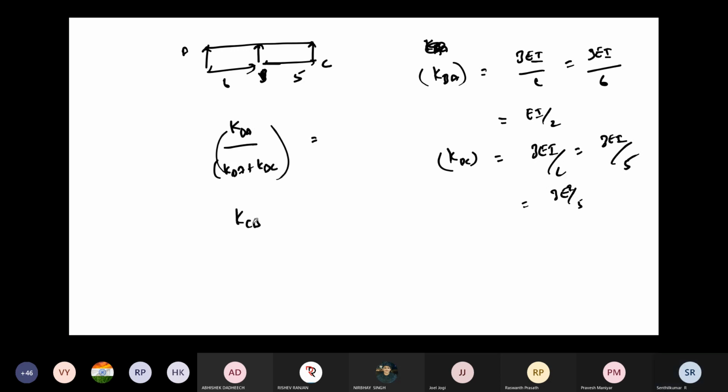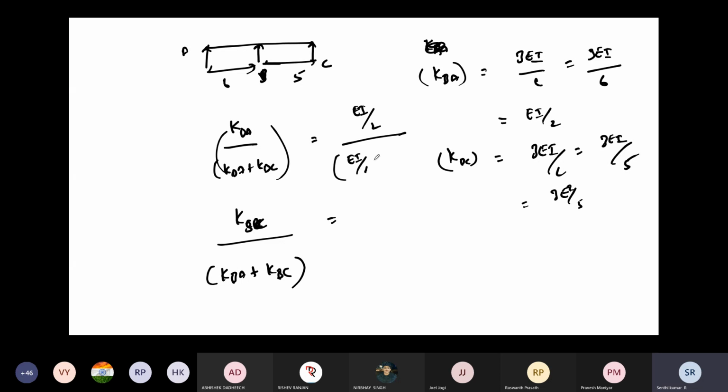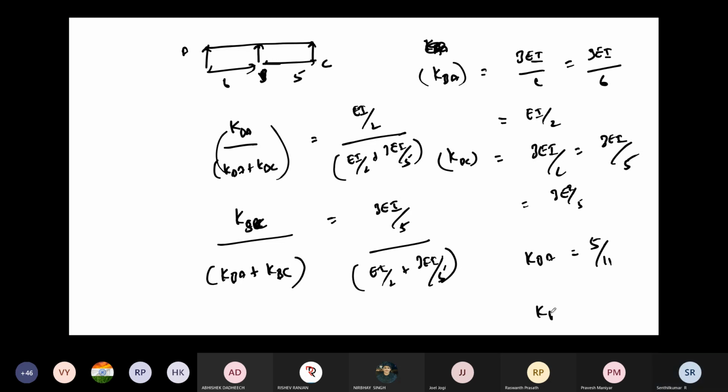and then KBC divided by KBA plus KBC. So this will be EI by 2 divided by EI by 2 plus 3EI by 5, and here 3EI by 5 divided by again EI by 2 plus 3EI by 5. So when you are doing that, you will get KBA as 5 by 11, KBC as 6 by 11.